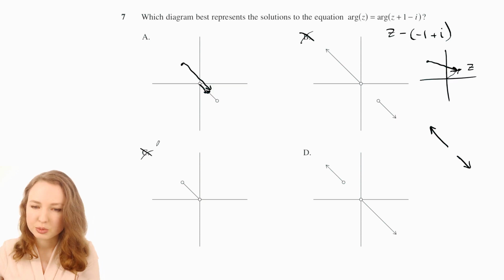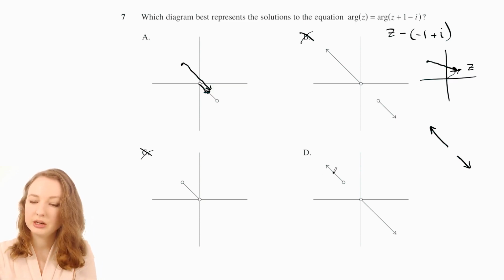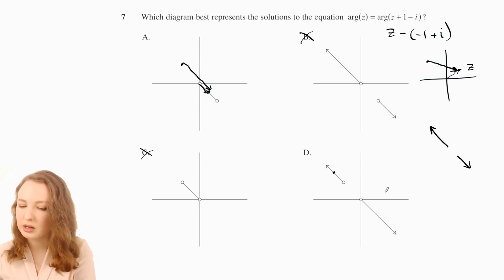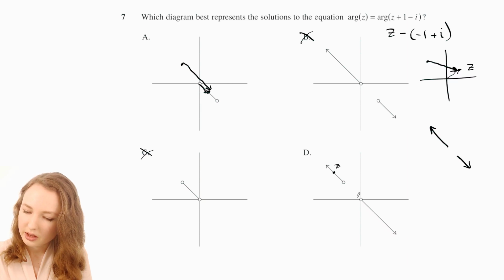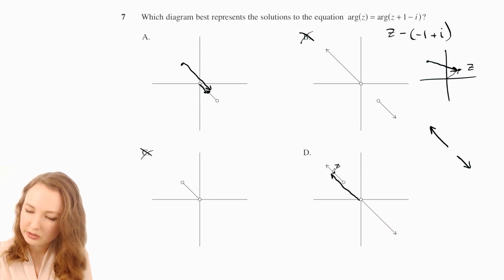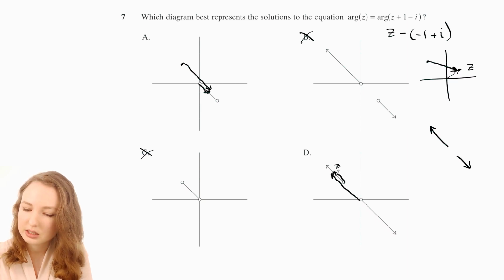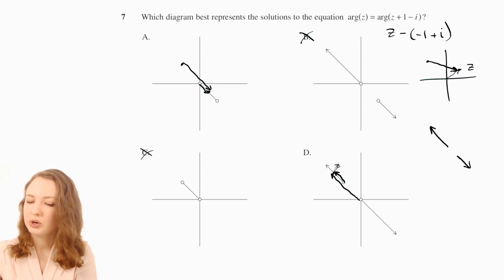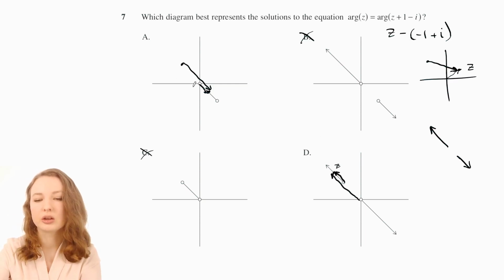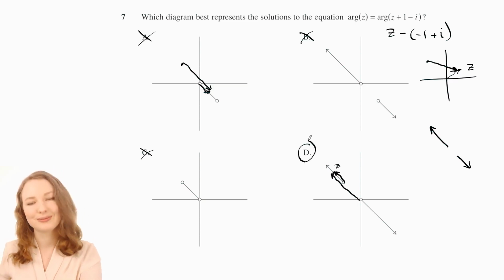Now let's look at the difference between A and D. D includes points up here, where A doesn't. So let's think about that. If that's our z, then we're talking about the direction of that being the same as the direction of the vector from here to here, which also works. So those arrows are in the same direction. So points along there should be included, and they're not in A, so we can rule out A. So it must be D.